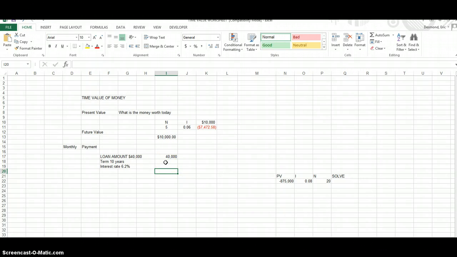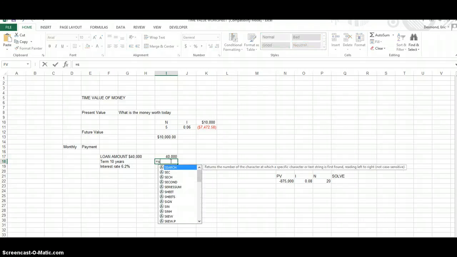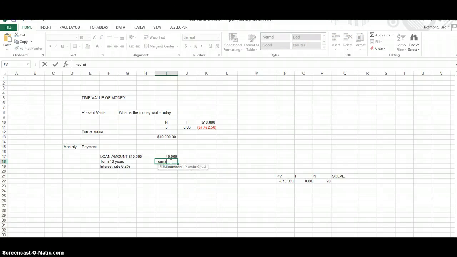Now the next item is a bit more tricky. We're going to calculate the monthly payments on something, much like we did with the amortization table the other day, except we're using Excel. So if you borrow $40,000 for 10 years at 6.2% interest, the first thing we want to do is convert 10 years, and that's 12 months a year.